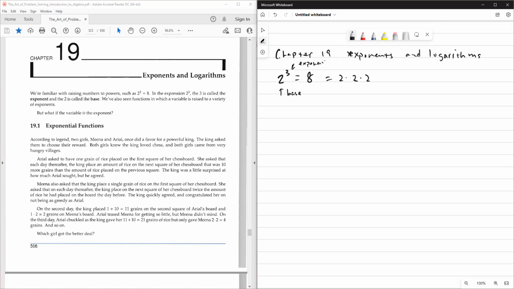Okay, so these are exponent and base. That's all you need to know. We usually see functions in which a variable is raised to a power. Like what we had earlier, x to the nth power, right?